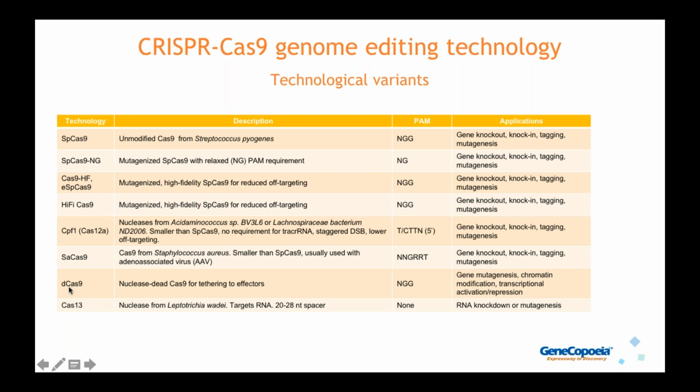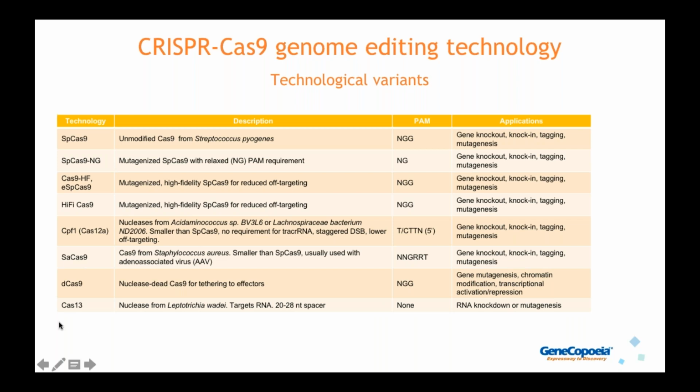In addition, there's also the dead Cas9, which is a nuclease dead version of SP-Cas9, which is used for tethering to effectors, like base editors or transcriptional activators and repressors for gene activation and repression. I'm not going to talk about this today, but that is an interesting application.